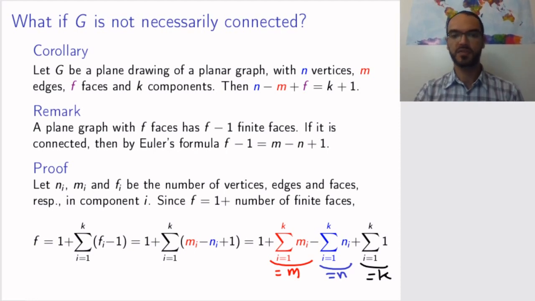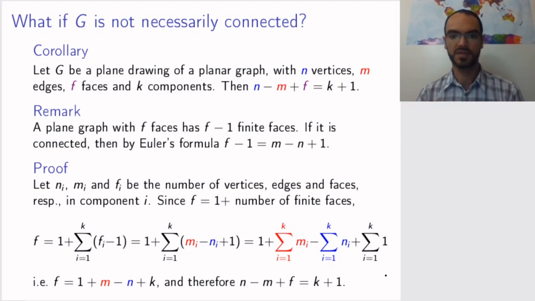So f is equal to 1 plus m minus n plus k. And if you rearrange the terms, you get n minus m plus f is equal to k plus 1, as desired. And we have proved this corollary. So this is the most general form of Euler's formula for planar graphs with k components.